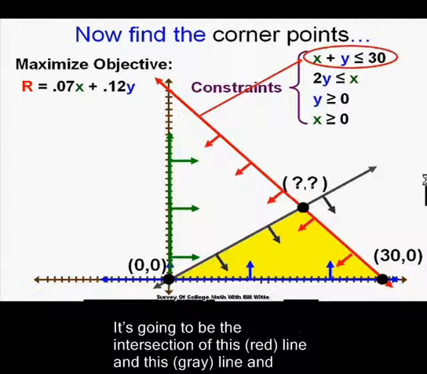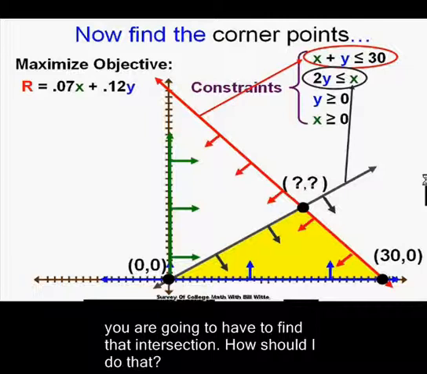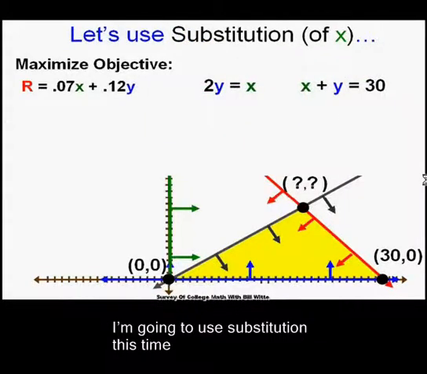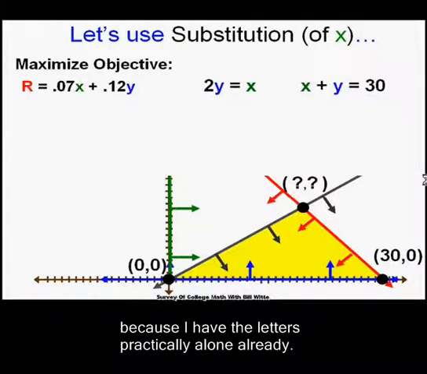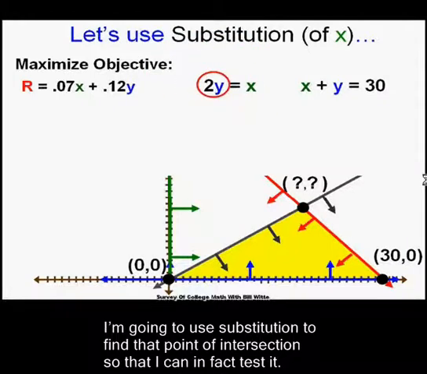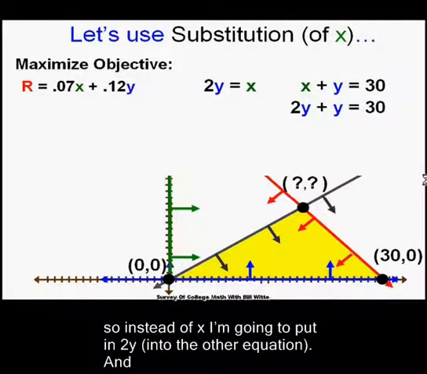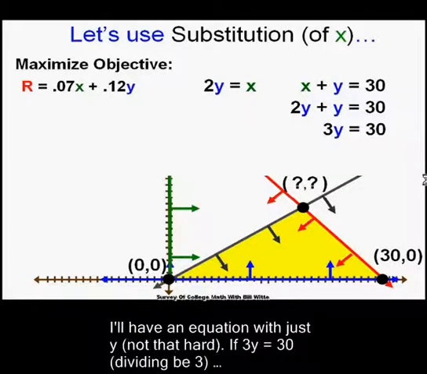It's going to be the intersection of this line and this line. Now you're going to have to find that intersection. Okay? Allow me to demonstrate. I'm going to use substitution this time because I have the letters practically alone. Well, x is equal to 2y. So I've already got one of them solved, so instead of x, I'm going to put in 2y. And I'll have an equation with just y's. Not that hard either. 3y is 30. Dividing by 3, y must be 10.